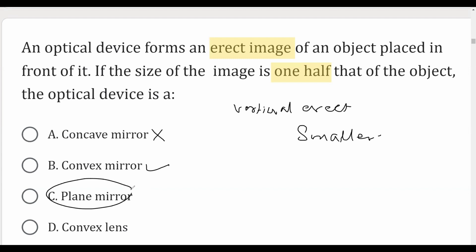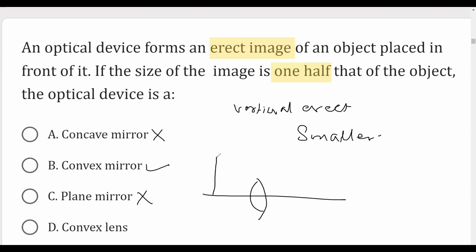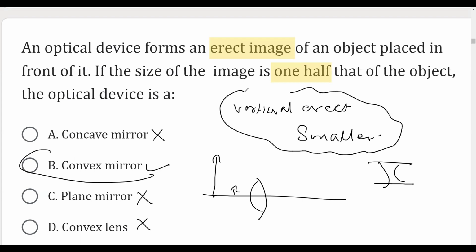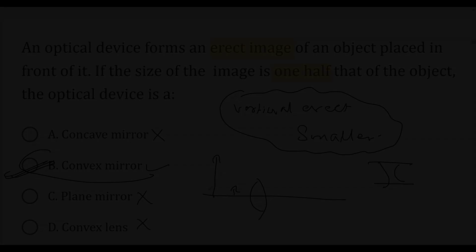So this is correct. A plane mirror also forms a virtual erect image, but in that case the image is always equal in size, so not possible. A convex lens can form a virtual erect image, but in that case the image formed is enlarged, right? So this can also not be an option. There can be one more possible answer, that is a concave lens, but it is not an option. So you should know that virtual, erect and smaller in size is possible either in a convex mirror or a concave lens. So as for the options, B is the correct answer in this case.